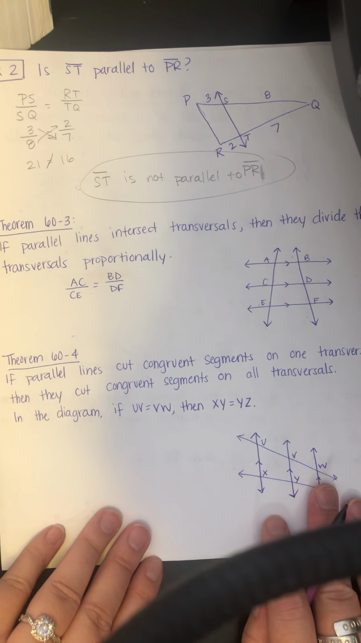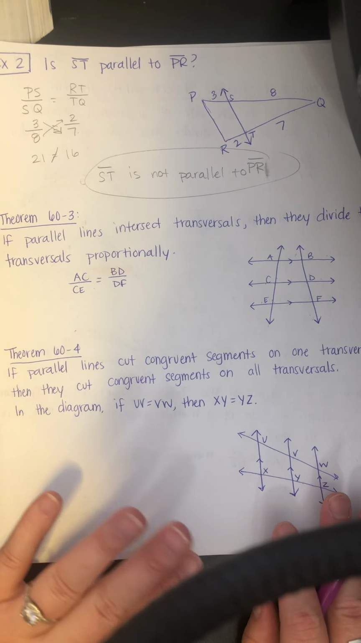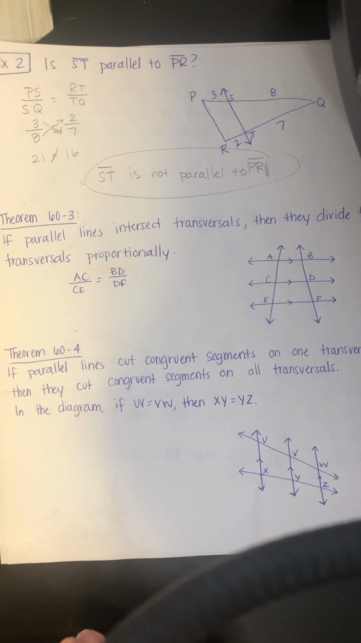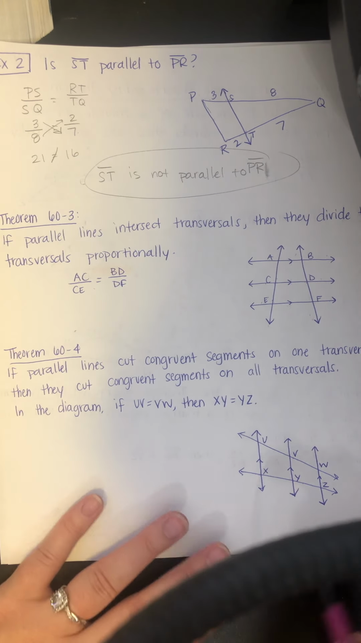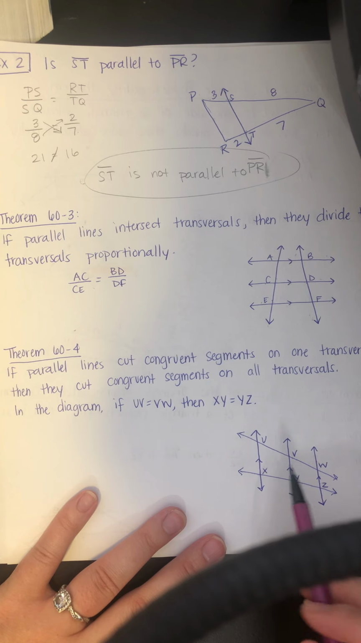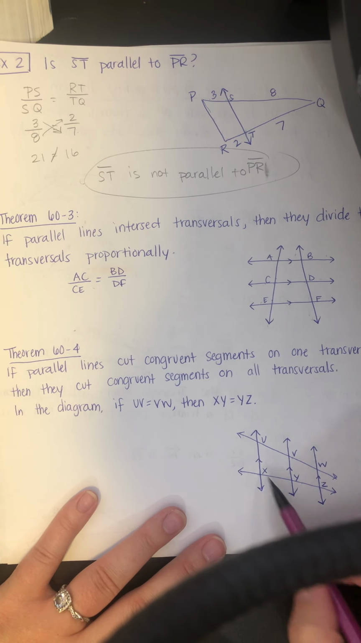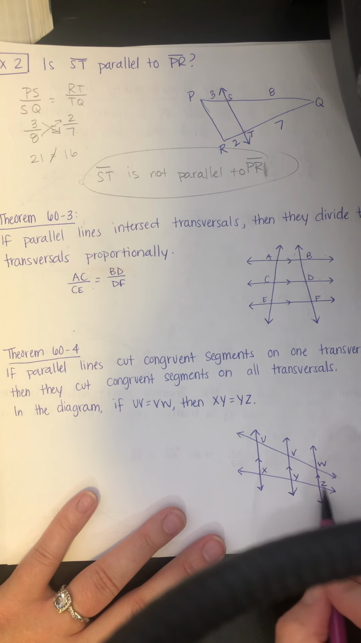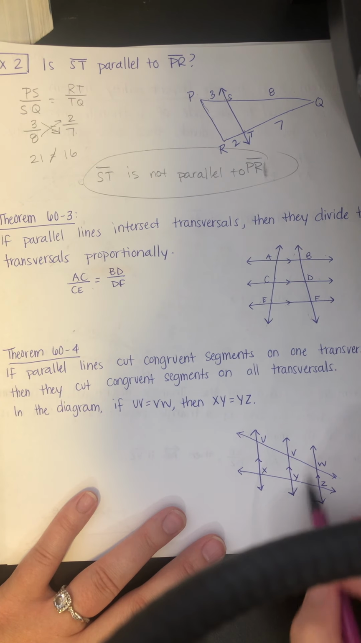Let's actually do a question. Or I'm sorry, we have one more theorem. Theorem 60-4: If parallel lines cut congruent segments on one transversal, then they cut congruent segments on all transversals. So here in this diagram, we have transversals right here and right here. These are the transversals. These are the parallel lines.